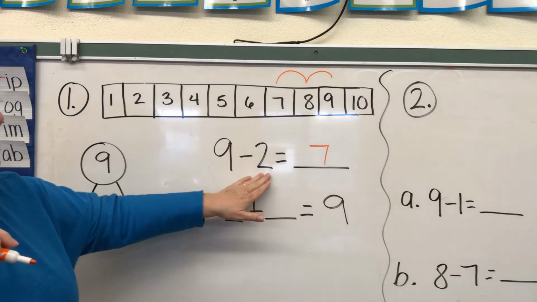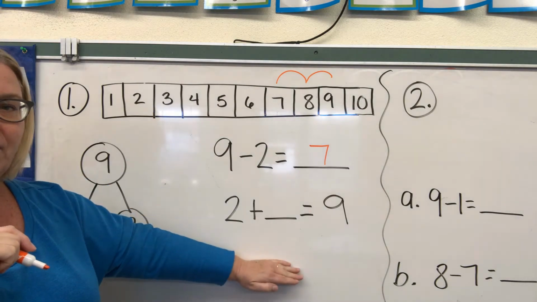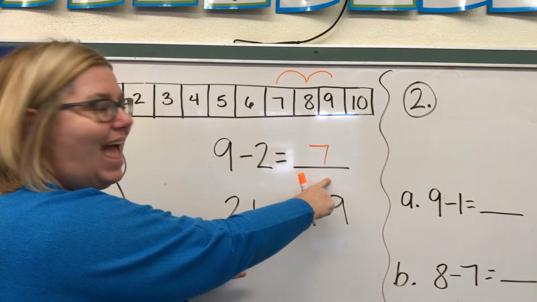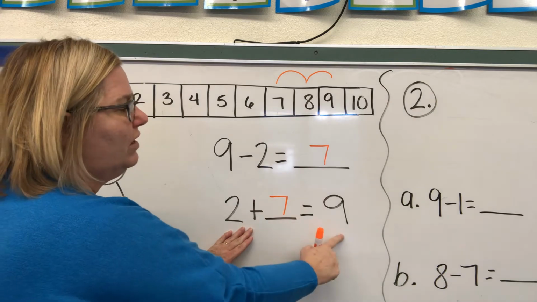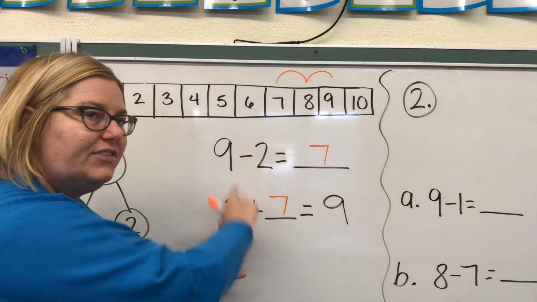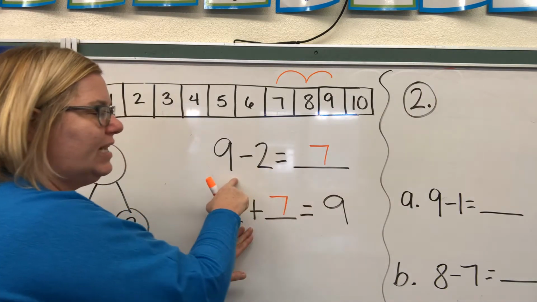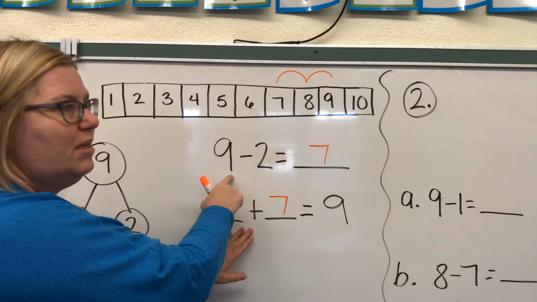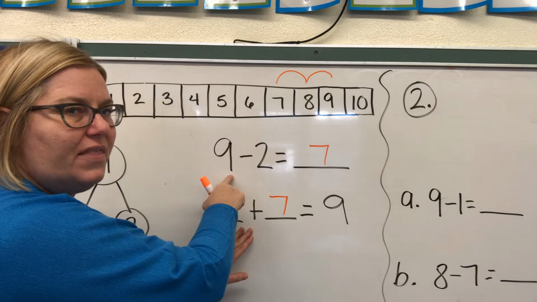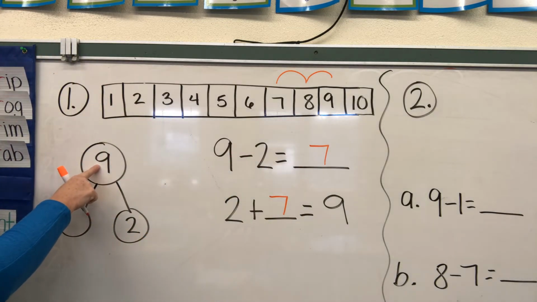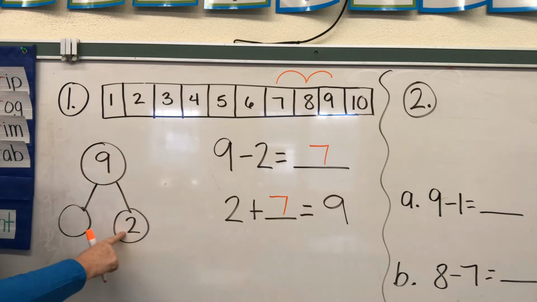Now, 7 is my missing part. So if 9 minus 2 equals 7, and this is my related fact, that means that 2 plus 7 must equal 9. Remember, they're related, so I have to use the same 3 numbers: 2, 7, 9. And when I subtract, here's my subtraction. My whole number, my biggest number, always goes in front of that minus sign. Now, let's complete the number bond. We knew 9 was our total. We took 2 bunny hops backwards, and we landed on the number 7.